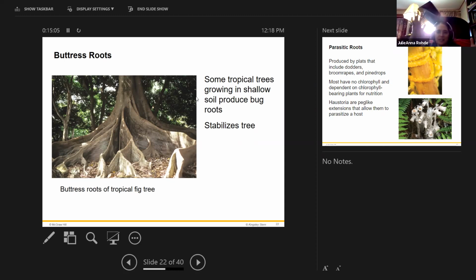Usually the trees kind of protect each other from wind and things like that, but still they need more support than the roots are giving them down in the soil. So they're going to have these roots up on the surface, okay, that provide this support instead. And so we call them buttress roots.